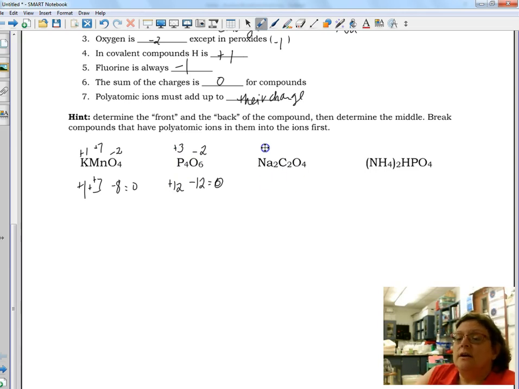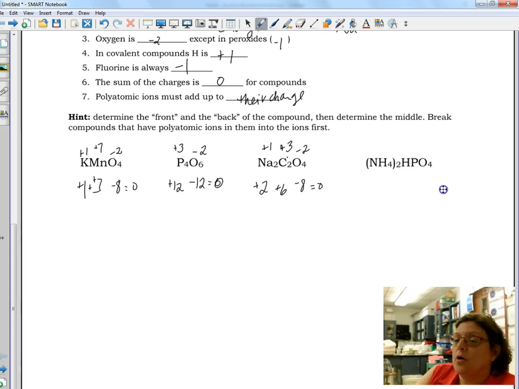Sodium oxalate. Sodium is a +1. There are 2 of them, so we'll say that as a total +2 for all the sodiums. Oxygen's a -2. There's 4, so we'll say it's a total of -8. 2 plus what -8 equals 0? That's a +6. There's 2 carbons, so each one of those guys is a +3.